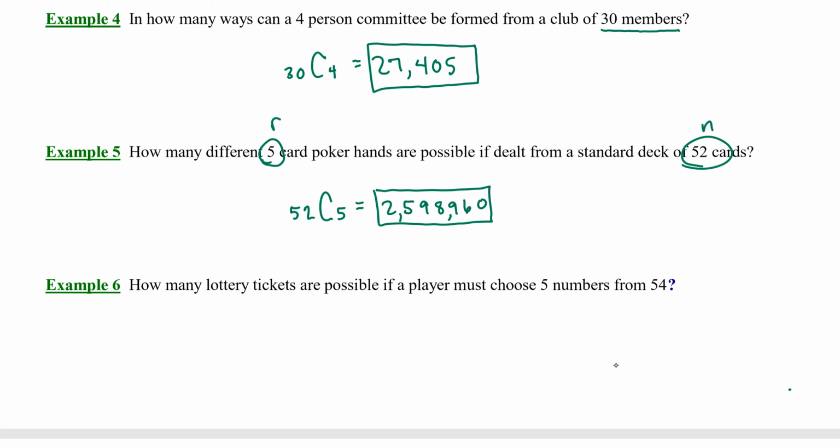How about example 6? How many lottery tickets are possible if a player must choose 5 numbers from 54? So 54 is our N, 5 is how many we're choosing at a time. And in this particular lottery, if you rearrange the numbers, you still have the winning numbers, right? In playing the lottery, you just have to select the winning numbers. There are some special games where you do have to get a digit in the correct position, but as far as general lotteries go, if you have the winning numbers in any order, then you have won the lottery. So that means we're counting this with a combination.